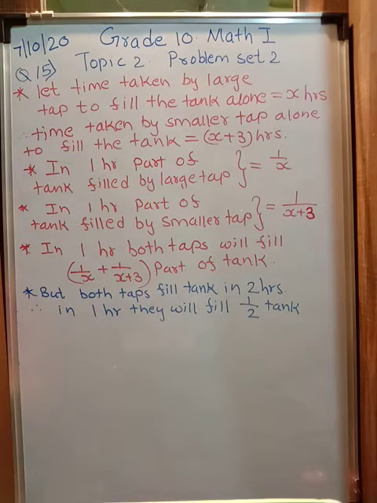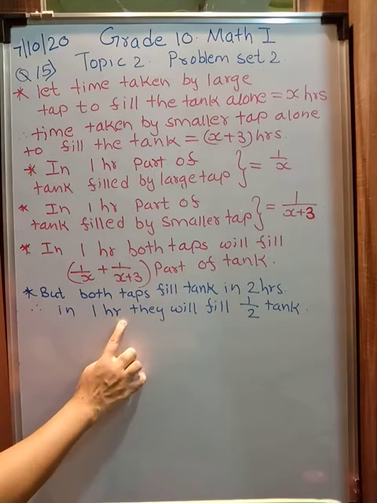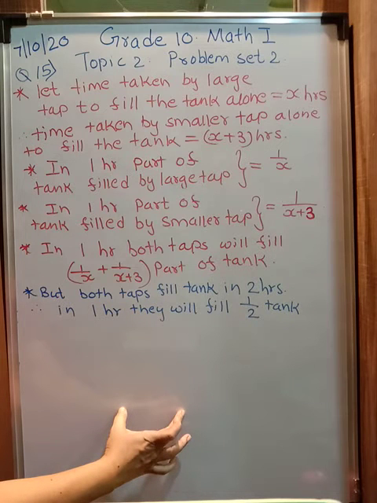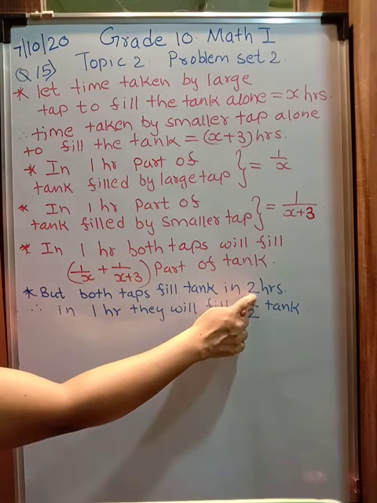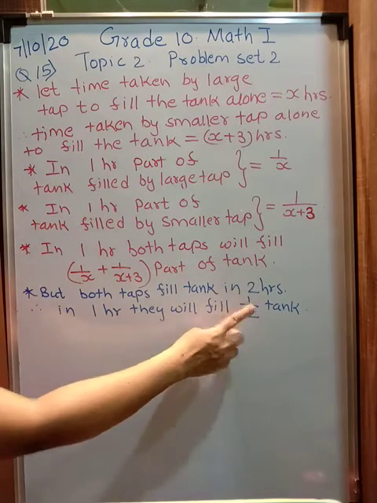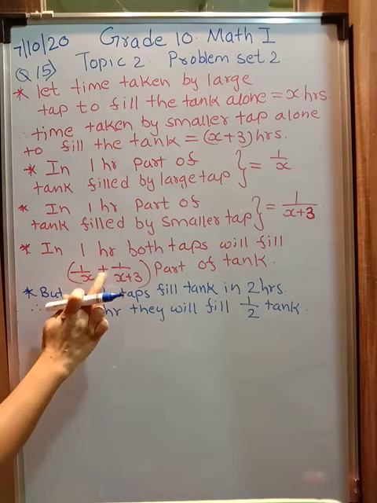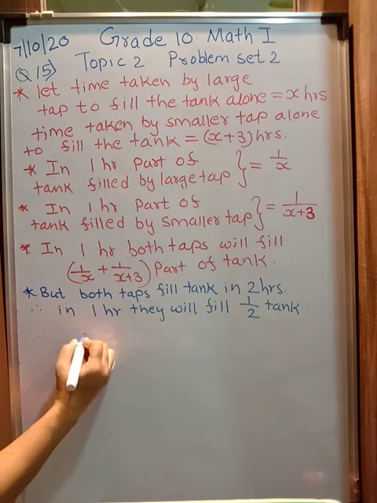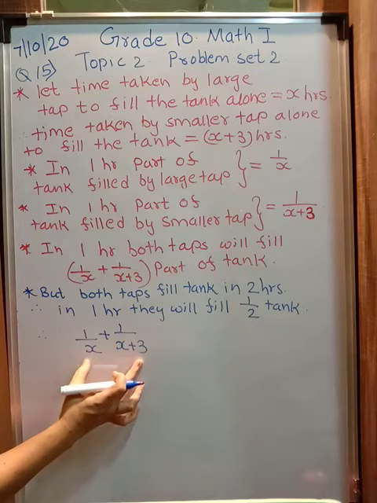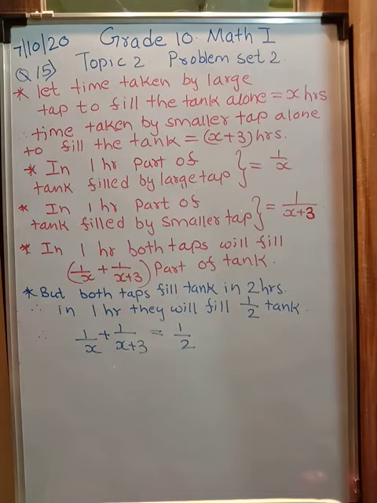But what is the information given? Both the taps fill the tank in 2 hours. That means in 1 hour, half the tank will be filled. If both the taps take 2 hours to fill a tank, then in 1 hour half the tank will be filled. So half the tank is filled in 1 hour, and that is this much part of the tank. So we can equalize this. Therefore, 1 upon x plus 1 upon x plus 3 is the part of the tank, and that is how much part? It comes out to be 1 upon 2. I hope this is clear.